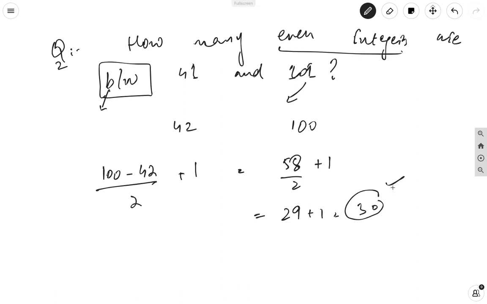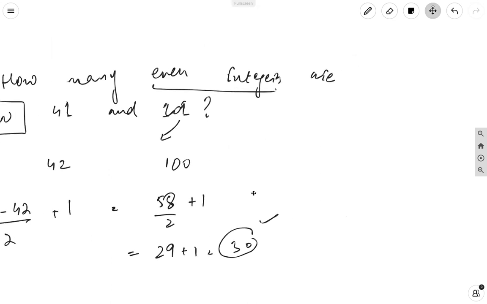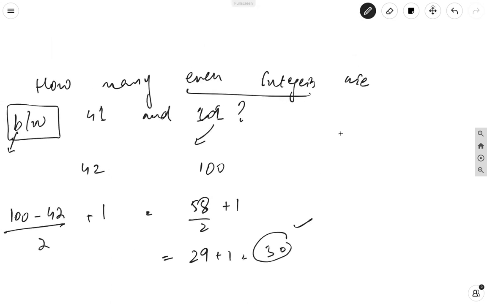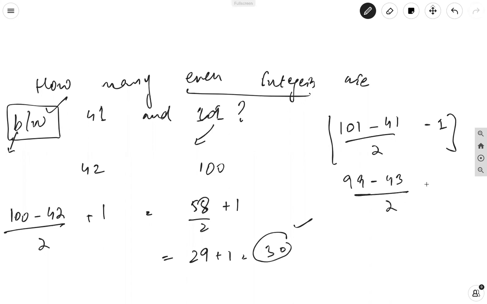Can we do it for the odd ones also? Do you want to do this for the odd ones? So this will be 101 minus 41 divided by 2 minus 1, because this is the between case. You can also do it this way: 99 minus 43 divided by 2 plus 1. The result will be the same. Because now we are considering the inclusive case, but in the other we are considering the exclusive case. These two are not included in that series, right? That's why we are subtracting one there, and in this we are adding one.